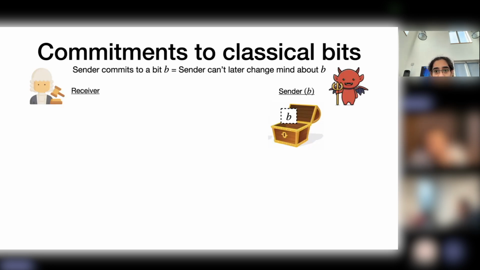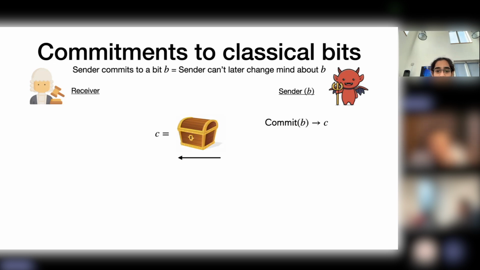Okay, so commitment is a very foundational object in cryptography. It's a protocol between a sender and receiver that forces the sender to commit to a bit B so that it can't later change its mind. So the sender puts the bit B in a box, locks the box and sends the box over to the receiver. And then at some later point, the receiver says, okay, I want to open the box.